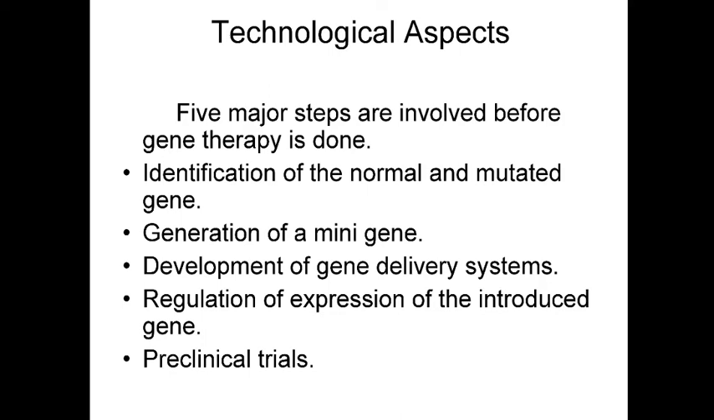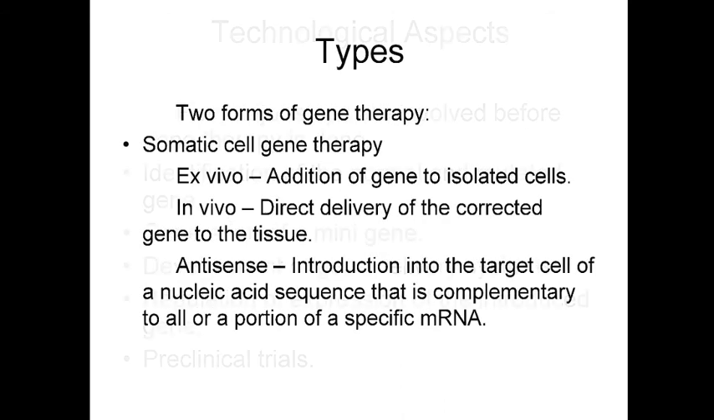And after the formation of this one, we go for the fourth step, which is regulation of expression of the introduced gene. We have to regulate everything. And finally, preclinical trials are needed. Here 3 different types of preclinical trials are there. We have to do all these things and only later implement it into the human system.